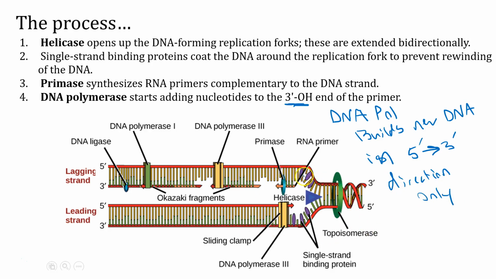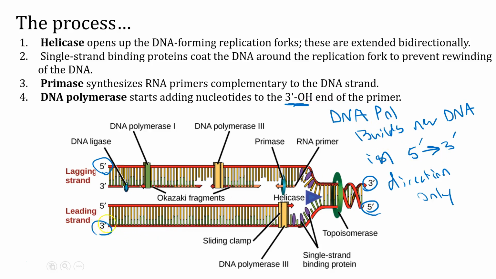Remember we said 3' and 5' refers to which carbon atom is facing which way. So if the third carbon faces this way and the fifth carbon faces this way, well, here is the 5' end and here's the 3' end of one strand. And then this is the 5' end and the 3' end of the other strand. So DNA polymerase always has to bind to the 3' end of the template, but then it builds new DNA in the 5' to 3' direction.